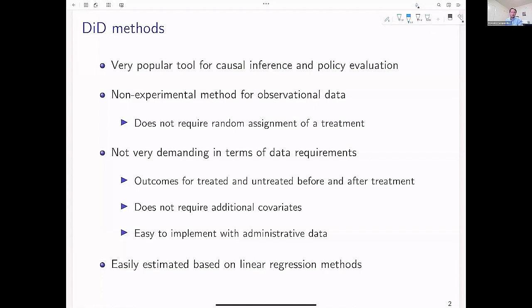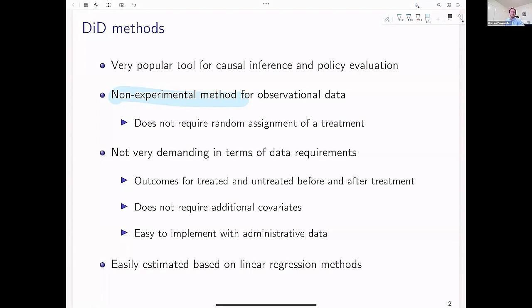And there are many reasons why they have. Some of the reasons that I think explain the very high popularity of diff-in-diff are that, first of all, it's a non-experimental method that can be used with observational data. I'm sure you all know it's great when you can randomize a treatment or a policy because that really solves a lot of problems.